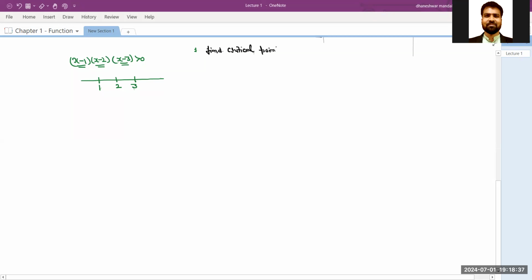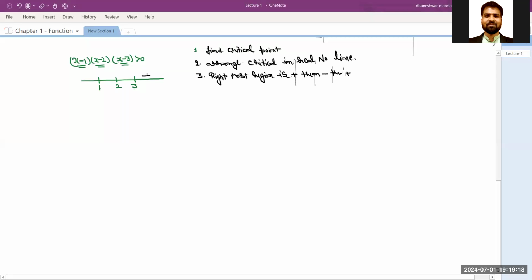Find critical point. Second step is arrange critical point in real number line. Okay. Rightmost region is positive, then negative, then positive. Okay. Write down in this way.